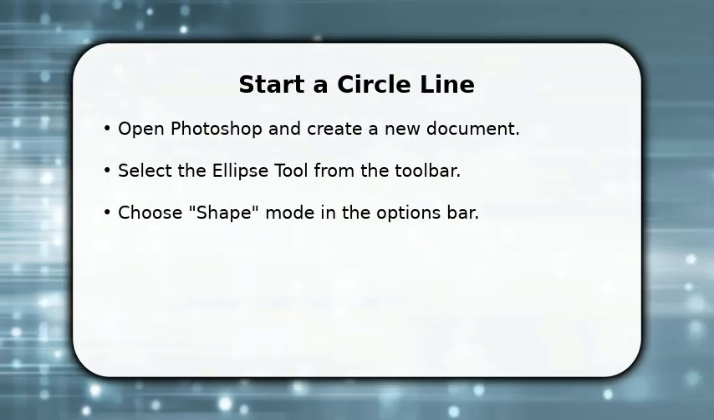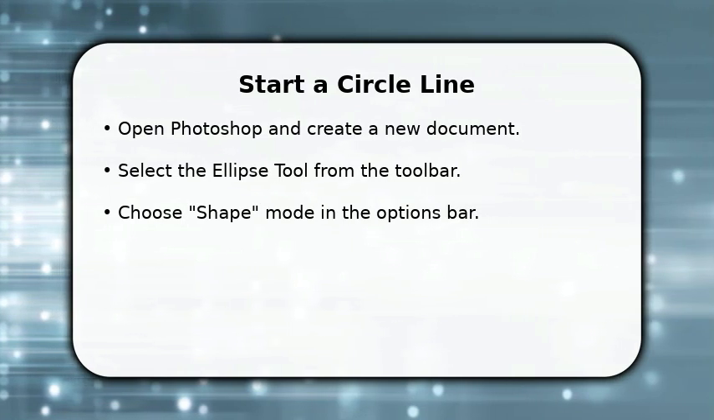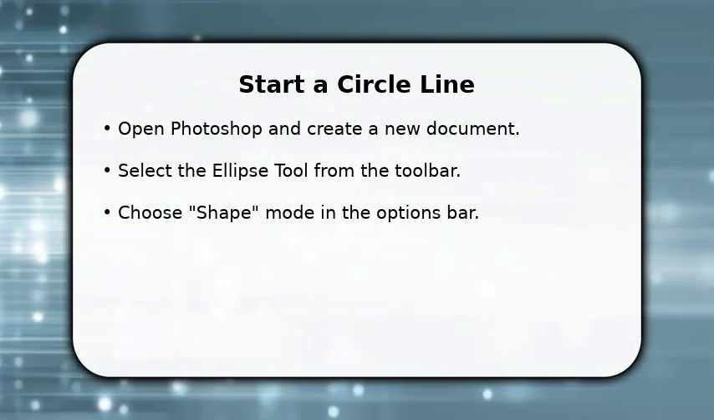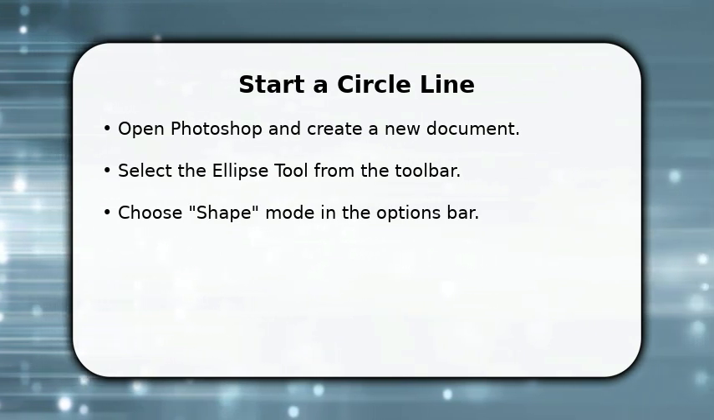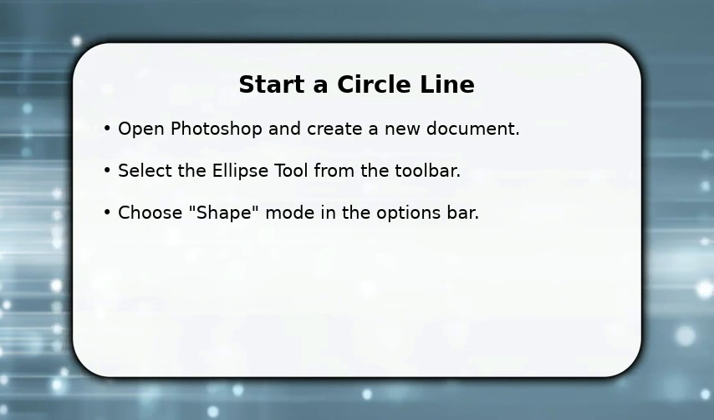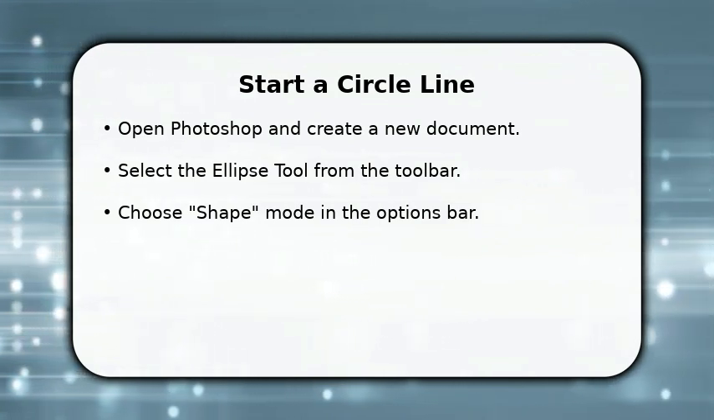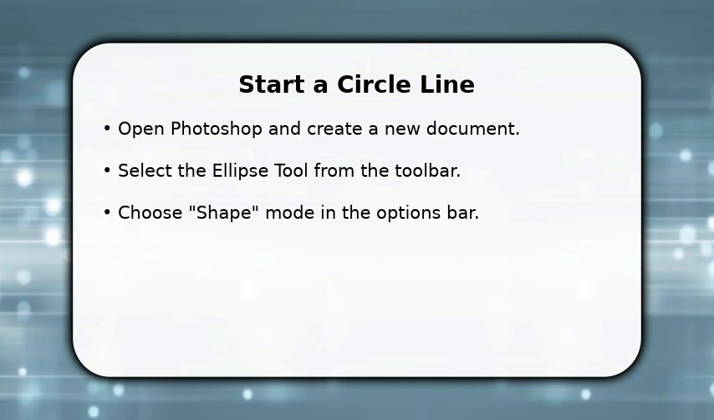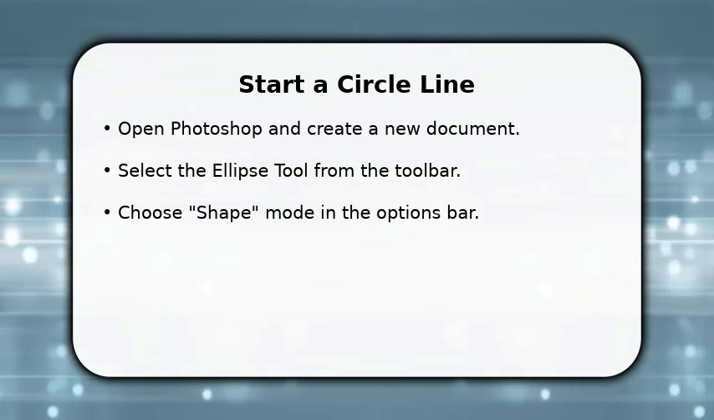In this video, I will show how to make a circle line in Photoshop. First, open Photoshop and create a new document. Then, select the ellipse tool from the toolbar on the left side of your screen. Make sure the tool is set to Shape mode in the options bar at the top. Finally, set the fill to No Color and choose a stroke color for your line.